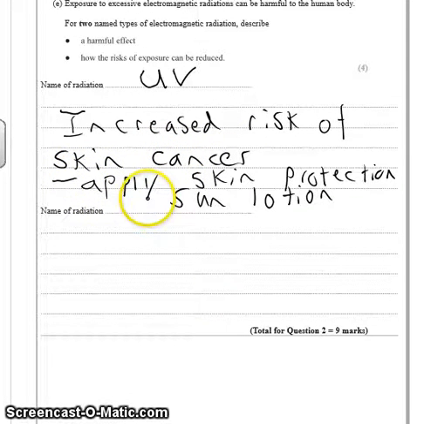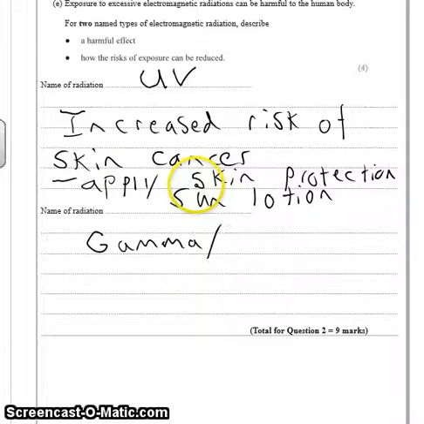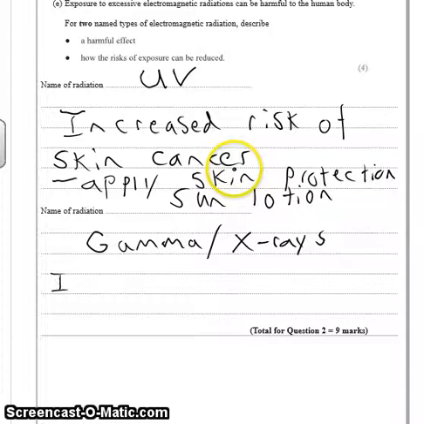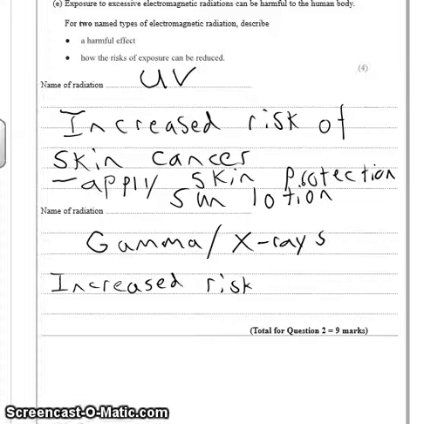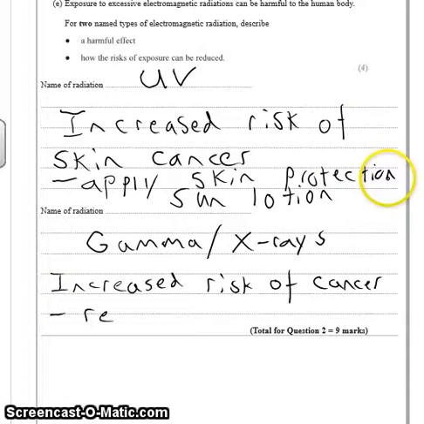For the next radiation, I'm going to choose to do gamma, but what I say here could equally apply to X-rays too. Again, we're looking at increased risk of cancer if you're exposed to too high a dose. And how do we prevent that? Well, essentially reduce exposure time.